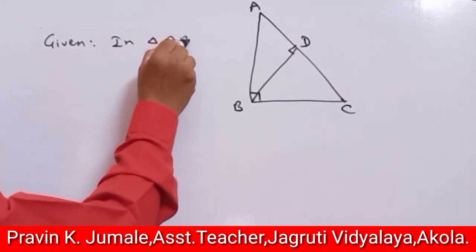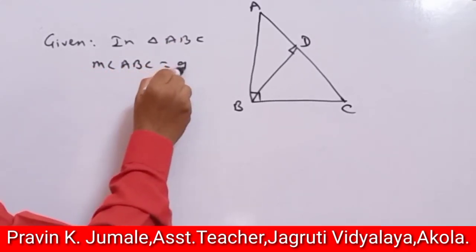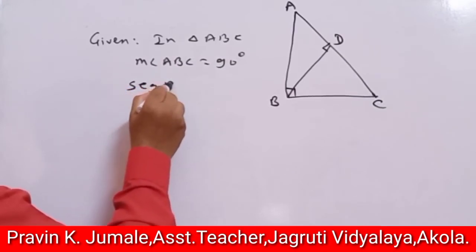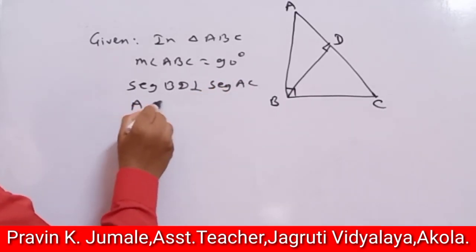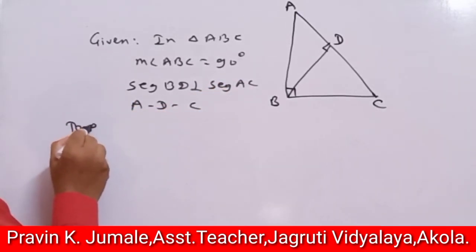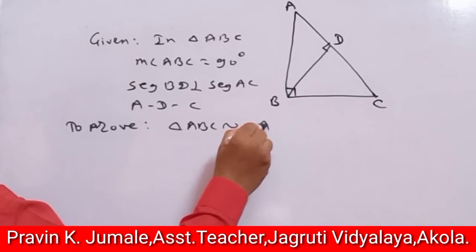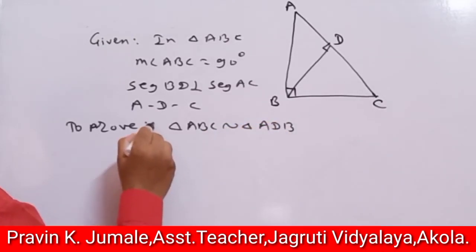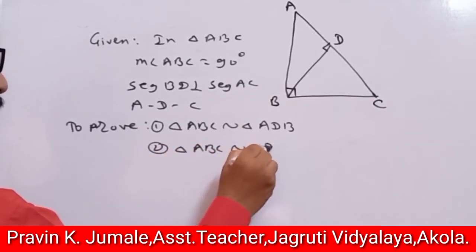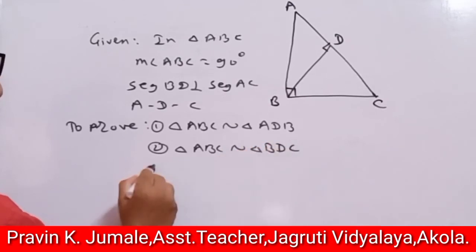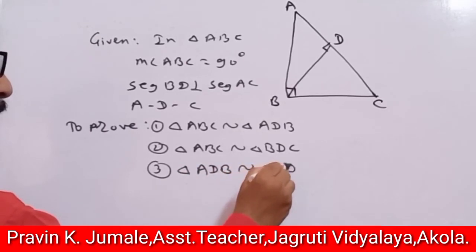Given: in triangle ABC, measure of angle ABC is equal to 90 degree. Segment BD perpendicular segment AC, A-D-C. To prove: first, triangle ABC similar triangle ADB. Second, triangle ABC similar triangle BDC. Third, triangle ADB similar triangle BDC.